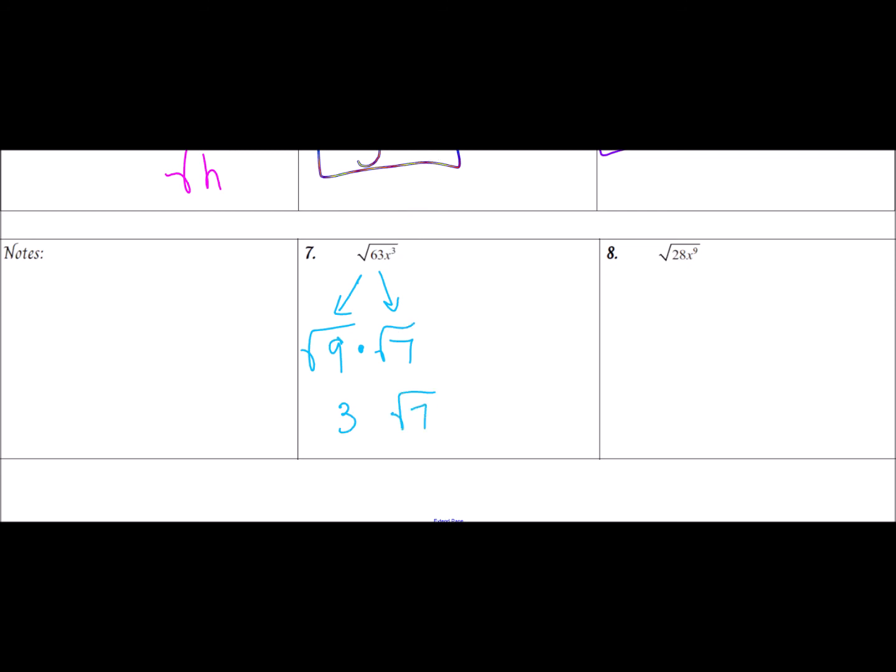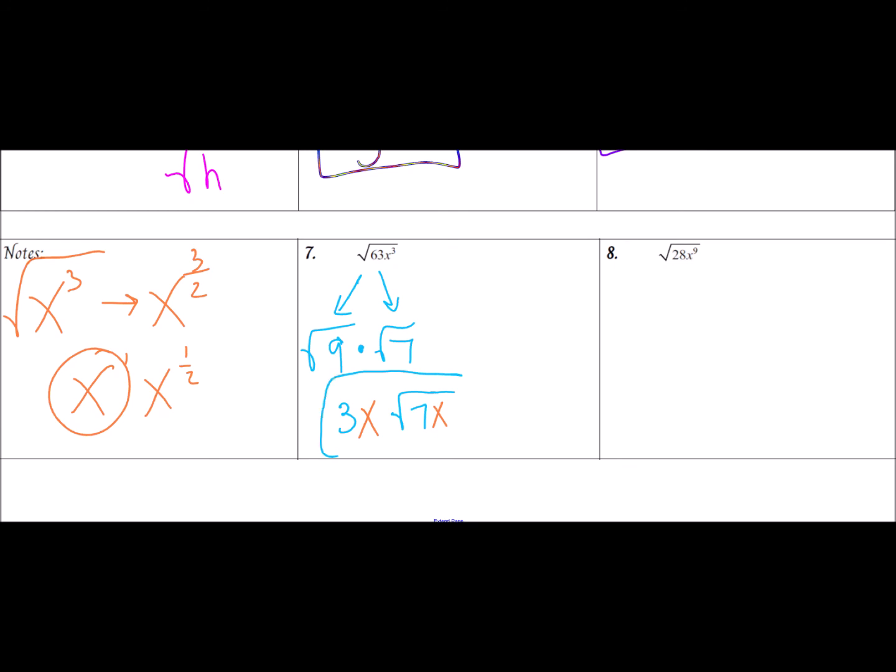Notice our exponent is odd. If I had the square root of x to the third power, that can be turned into x to the 3 over 2. Notice this is going to simplify. 3 divided by 2 gives you 1 whole with a half left over. We don't need this one, so what that means is this one goes on the outside. This half remains with the 7. And this is our answer, 3x, completely free of any radical, but it's multiplying with the radical 7x. This is our answer. Let's try the next one.